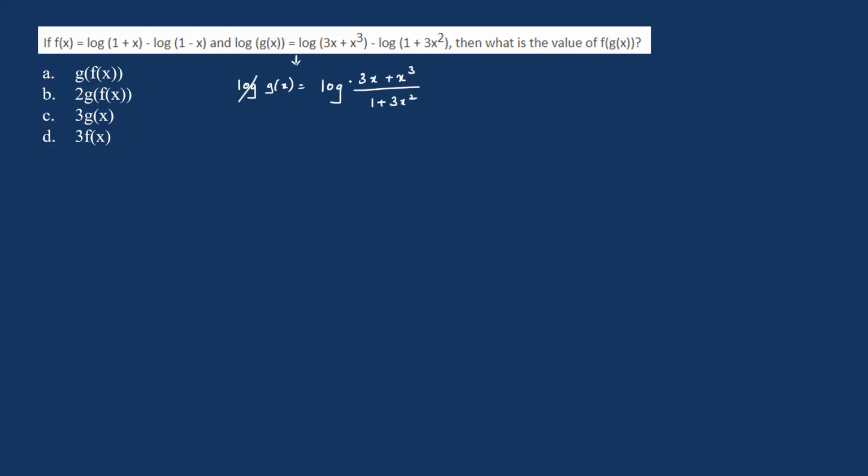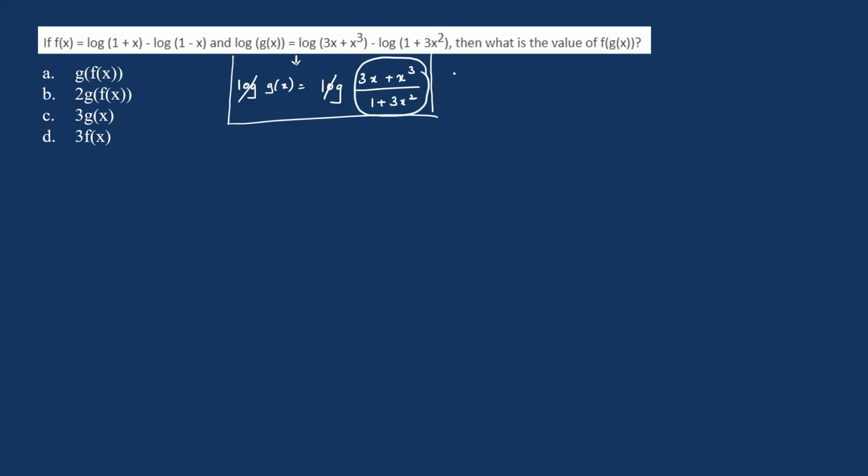Clear? So this log and this log gets cancelled. So eventually we have g of x is equal to this value. Point number one. This is a very important conclusion. Now, what is the question asking us? The question is asking us f of g of x. That means in place of x, we have to replace this complete part.